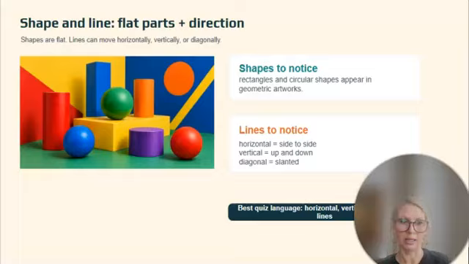Next are shape and line. Shape is rectangles, triangles, squares, circles, stars. Those are all examples of shape. A line is a path or an edge. In many geometric artworks, you can see horizontal lines that go side to side, vertical lines that go up and down, and diagonal lines that slant. On the quiz, do not choose only parallel lines or only curved lines if the artwork clearly has several types of straight lines.